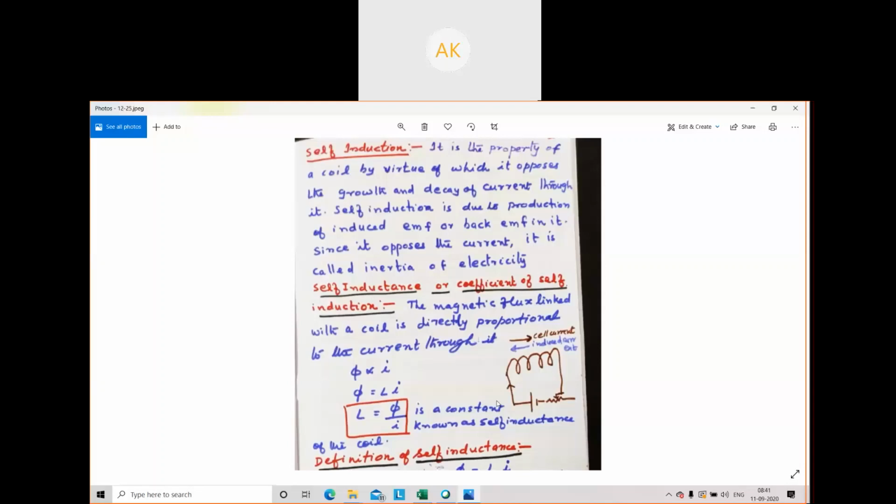Then Neelima, I'll ask Neelima. I have some expectation. Neelima, South Pole, correct. Very good. South Pole will be developed. So when current flows in clockwise direction, that part is the South Pole, and this part will be the North Pole. Okay. So here, field lines will be there. What is the direction of the field line?